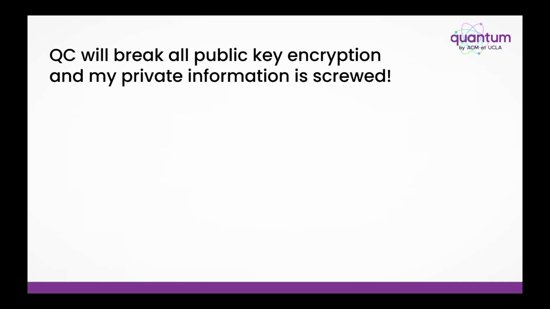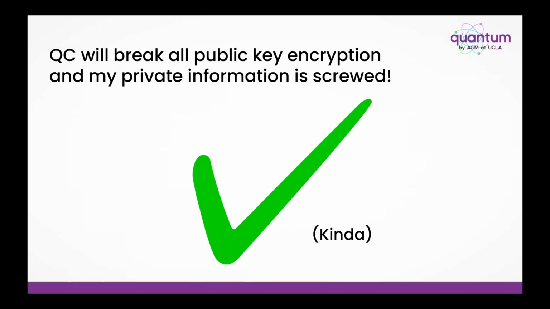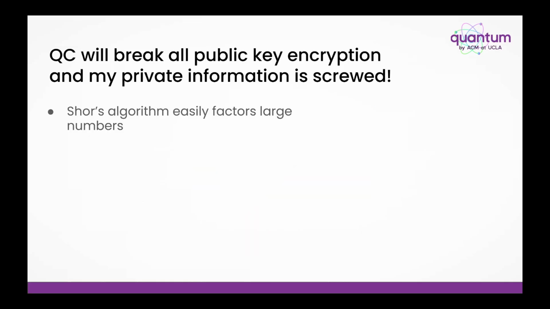Quantum computing will break all public key encryption and all my private information is screwed. This is actually true, kind of. There is an algorithm called Shor's algorithm that makes it very, very easy to factor large integers. This is significant because it breaks RSA encryption. RSA encryption is a form of public key encryption that relies upon the fact that it is hard to factor large integers. However, if we have Shor's algorithm to make that very easy, it might as well not be there, you know?